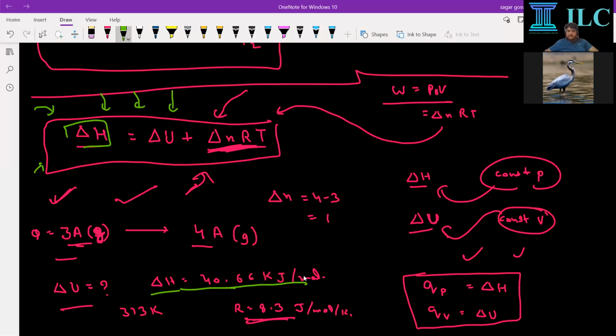Delta n you have already found out in this reaction. R you already know, 8.3. It is 8.312 actually, but in the question they have already given it to you, and T is that thing. So you find out delta U. Let me multiply everything for nRT. So delta H minus delta nRT, you can find out delta U then. Give me 1 second.